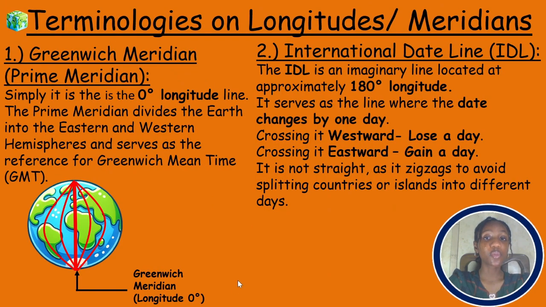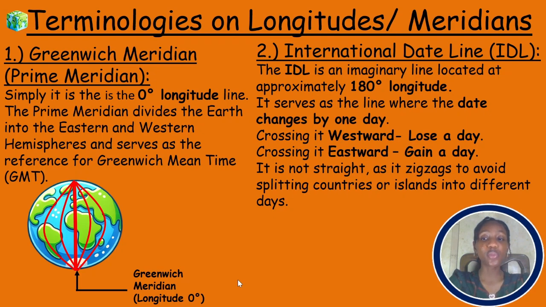Now let's look at some terminologies on longitudes or meridians. Number 1, Greenwich meridian. We've already defined this earlier. Simply, it is the 0-degree longitude line. The international date line is an imaginary line located at approximately 180 degrees longitude. It serves as the line where the day changes by 1 day. Crossing it westward makes you lose a day, and crossing it eastward makes you gain a day. It is not straight, as it zigzags to avoid splitting countries or islands into different days.